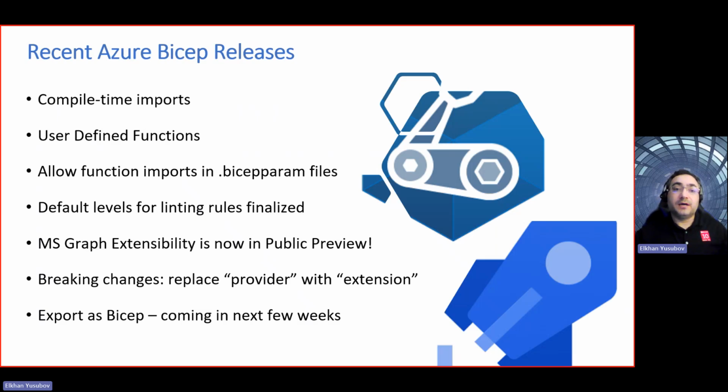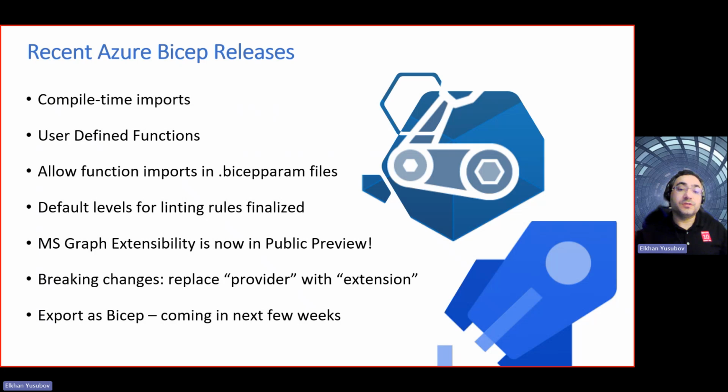First of all, we had compile time imports, and we had user-defined functions. For the first one, compile time imports in Azure Bicep are a feature that allows users to export resources such as functions or variables for use in other Bicep files. This feature is accessible through the export keyword, which is a decorator, and the import statement that comes with it.